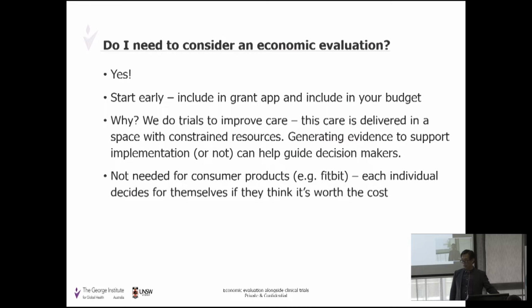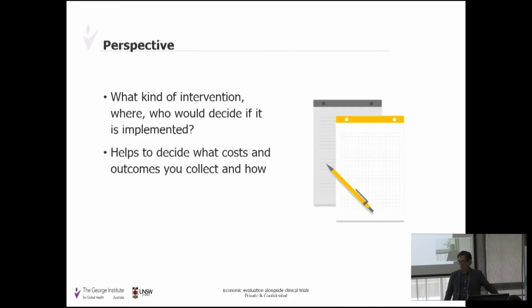We need to consider the question of why. We do trials to improve care. This care is delivered in a space with constrained resources. Generating evidence to support implementation or not can help guide decision makers. It's not needed for consumer products. Example, Fitbit. Each individual decides for themselves if they think it's worth the cost. So essentially, it's that point that we talked about earlier, right at the first session. It's around helping government make decisions about allocation of resources in the absence of a market-based mechanism to decide on that. And obviously, it's based on costs and benefits of the program.